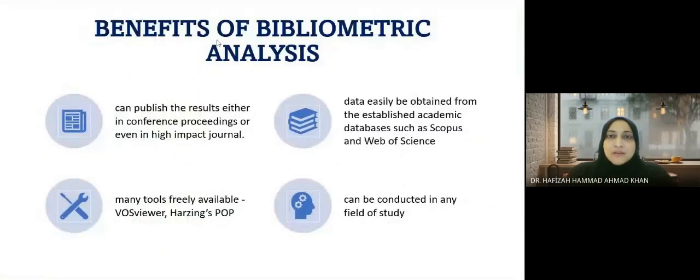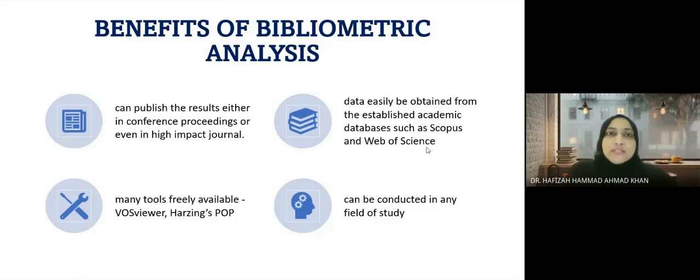So the benefits of bibliometric analysis: number one, you can publish the result either in conference proceedings, or there are also very high chances for the articles to be published in a high impact journal in Scopus as well as in the Web of Science. Number 2, data can easily be obtained from databases such as Scopus and Web of Science.